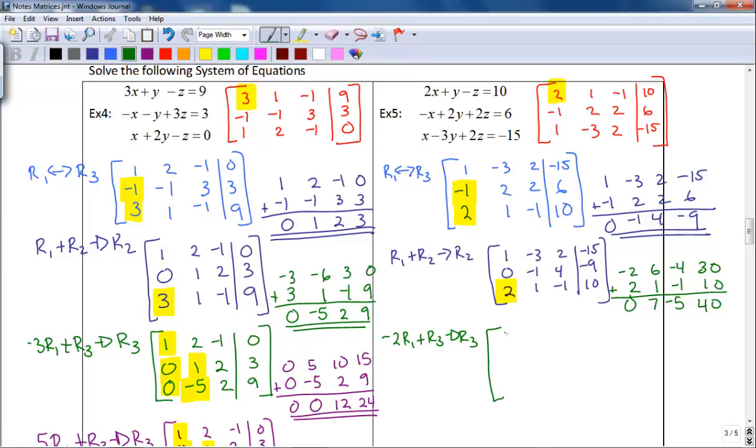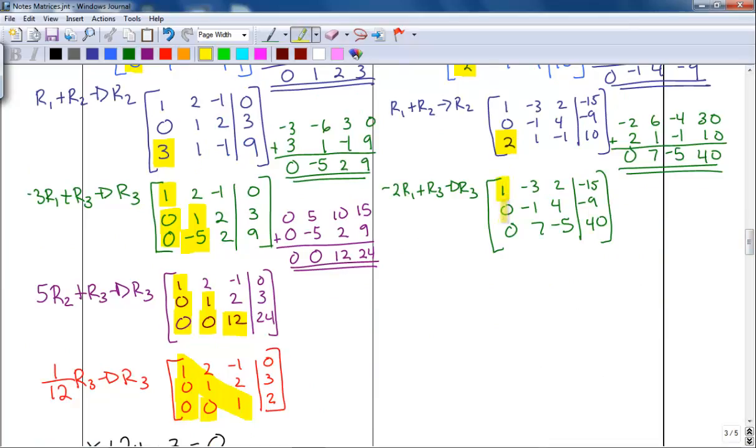My first row didn't change. Our second row didn't change. And here's our new third row: 0, 7, negative 5, and 40. So I have the 1 and the zeros underneath it. The next thing I need to do is get negative 1 to be 1.